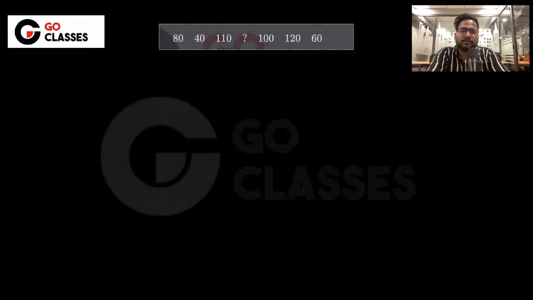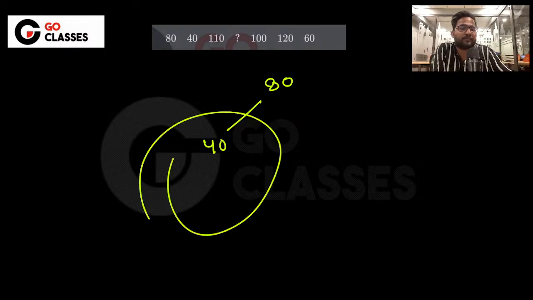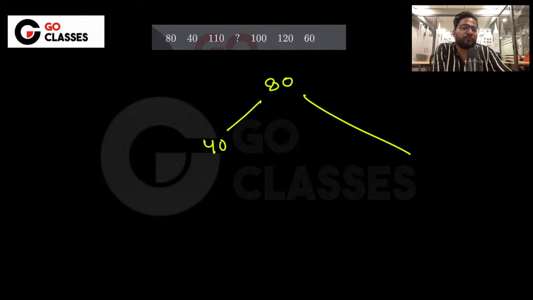See, the level order is given, right? So you start with 80. Then obviously 40 will be here and 110 will be here, which means there is no possibility that you can have any other thing. There is no possibility that the tree is left skewed or something like this. There is no right child at all, because 110 is there, right? So 110 must be here.